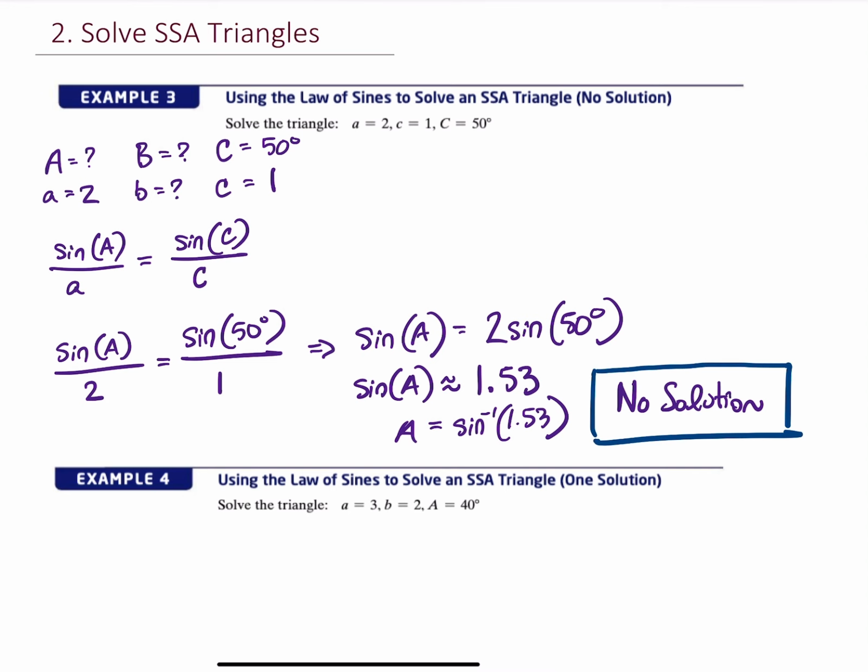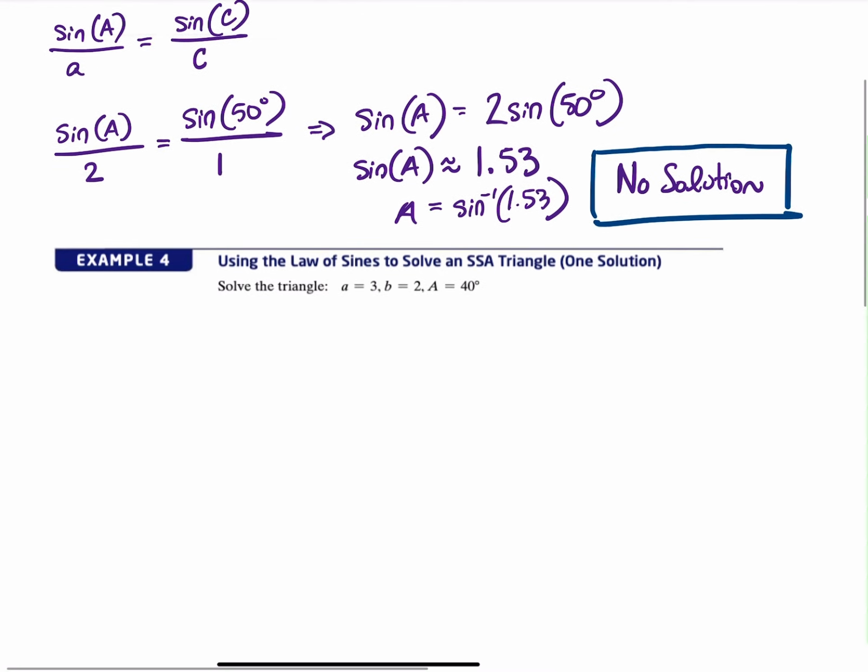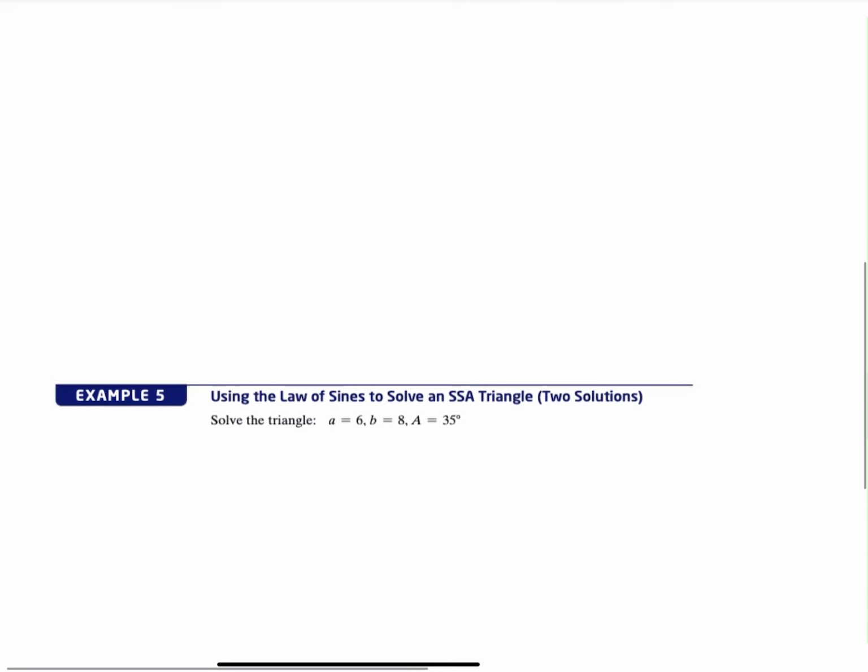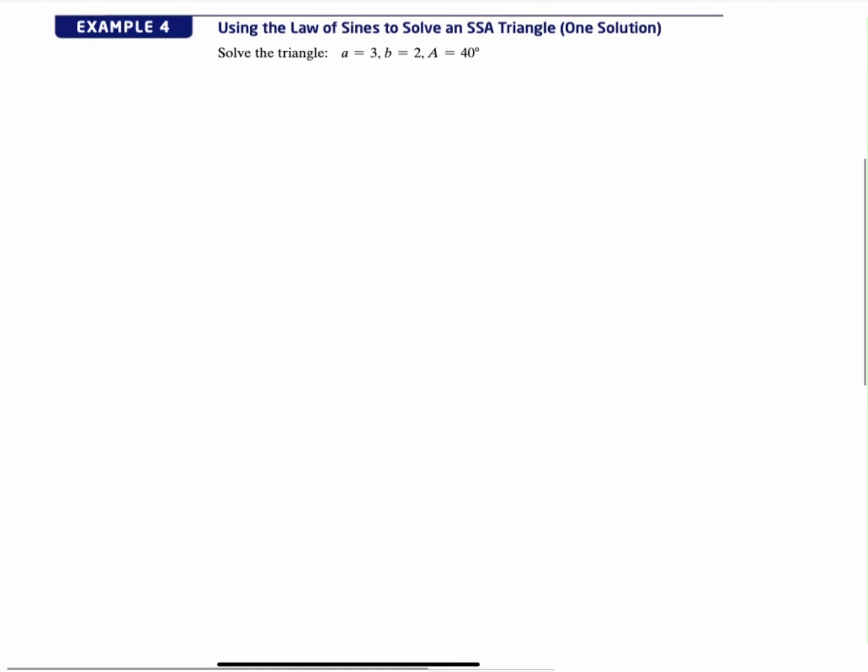So let's look at example 4. Notice this one says one solution, and in our next example, there's a variant of this where we have 2 possible solutions. So let's look at the one solution problem. And I'll start it out the same. I'll write out what we know and what we're trying to find.